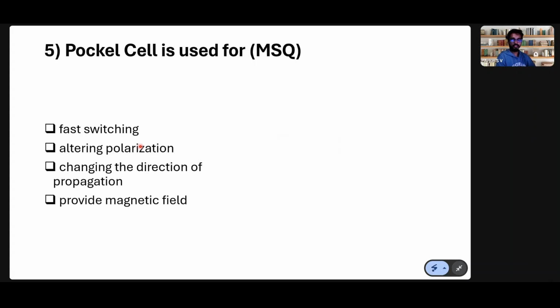And another direct question. So Pockels cell is used for what? So it's a multiple select question. Pockels cell is used for fast switching, as in Q switching, as well as altering polarization. So the answers will be options A and B, which is fast switching and altering polarization.